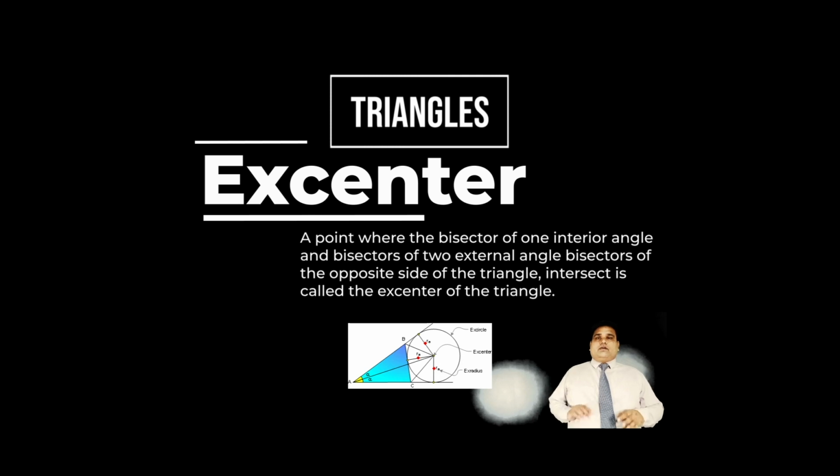Excenter is a point where the bisector of one interior angle and bisectors of two external angles of the opposite side of the triangle intersect. So you can see in the diagram as well that where all three are meeting, that point is the excenter. The circle which we are forming is known as the excircle, and the radius of that circle is known as the exradius.